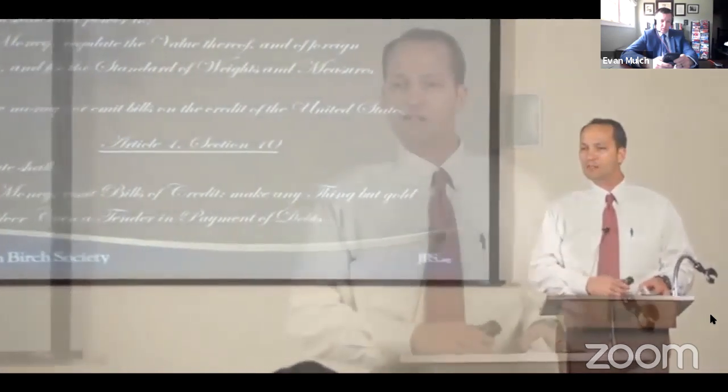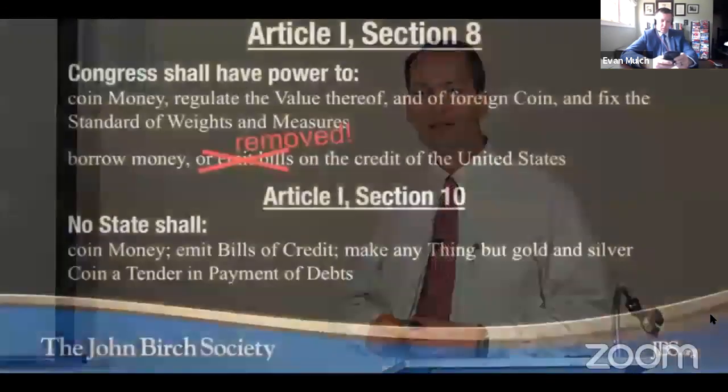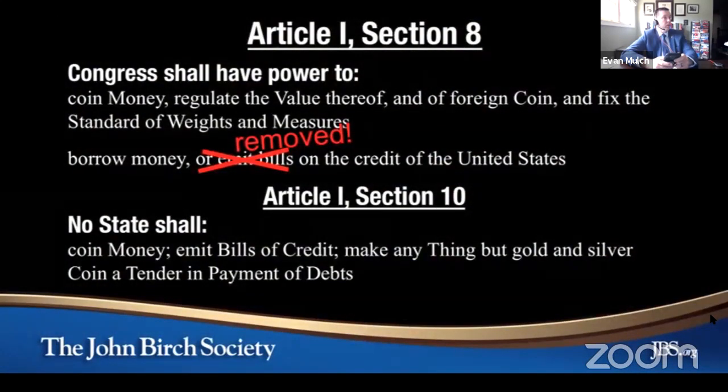But if you look at Clause 2, you'll notice that this phrase, "emit bills," is missing. They voted it down, quite strongly actually. They decided that the power to emit bills was a dangerous power. It had led to the massive inflation of the continental dollar. What is a bill of credit then?